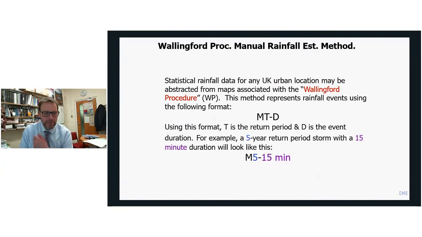So statistical rainfall data for the UK urban location may be abstracted from maps associated with the Wallingford Procedure. So that's covered in the last slide. This method represents rainfall events using the following format, MT-D. Using this format, T is the return period and D is the event duration. So for example, a 5-year return period storm with a 15-minute duration would look like this. It's an M5 15-minute storm. Okay, so it's just a convenient way of summarising the rainfall event.